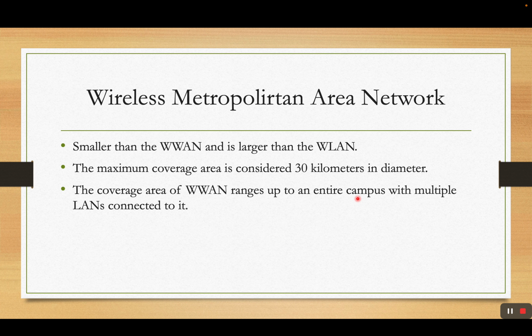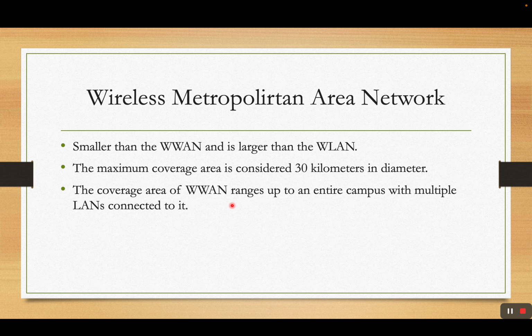Now, let's look at the wireless metropolitan area network. Okay. It is smaller than wireless WAN and larger than wireless LAN. Maximum coverage area is about 30 kilometers in diameter. The coverage area of the wireless MAN ranges up to an entire campus of multiple LANs connected to it.